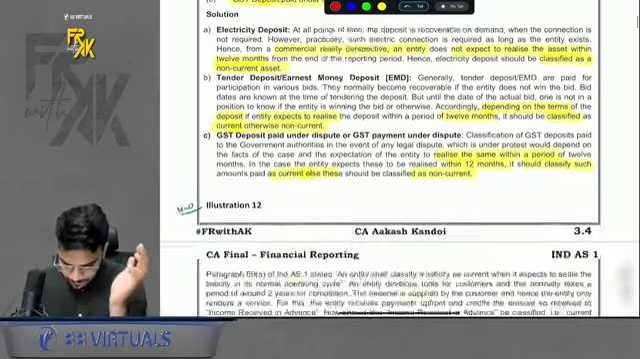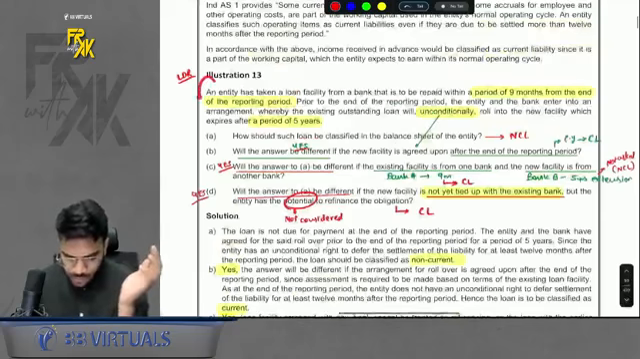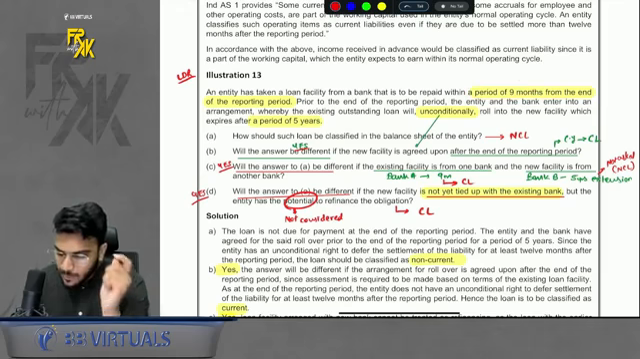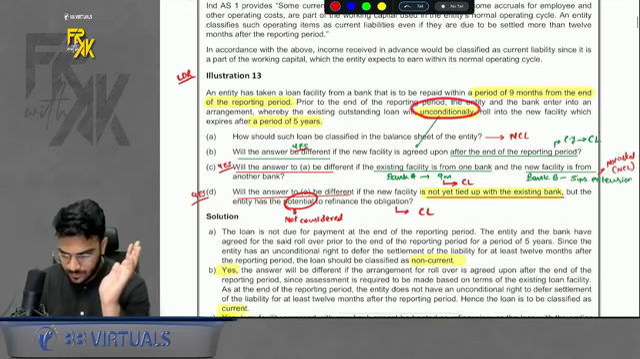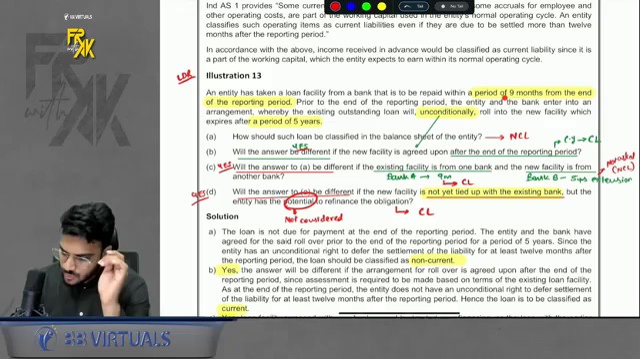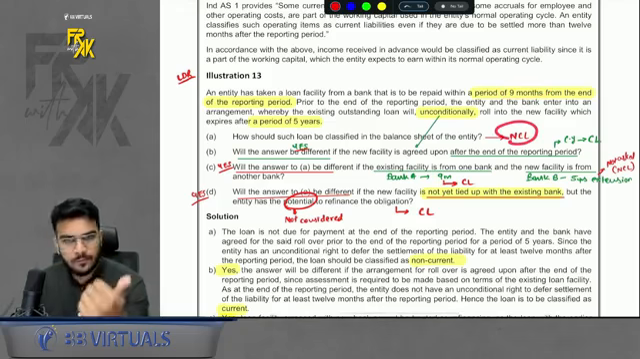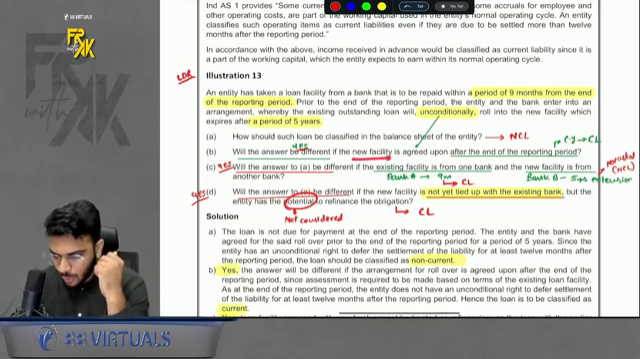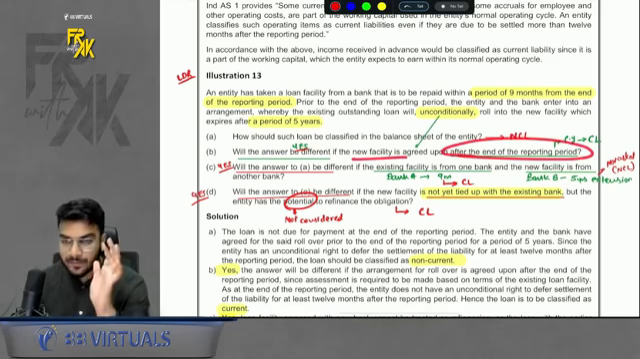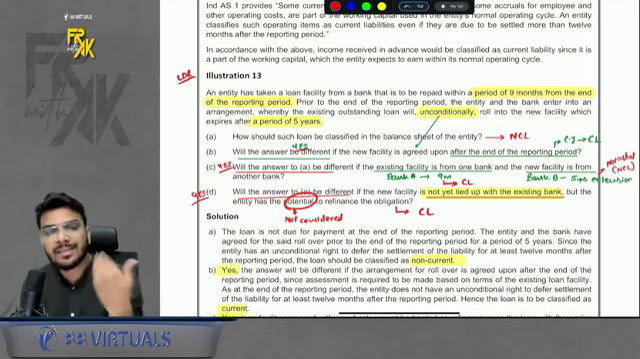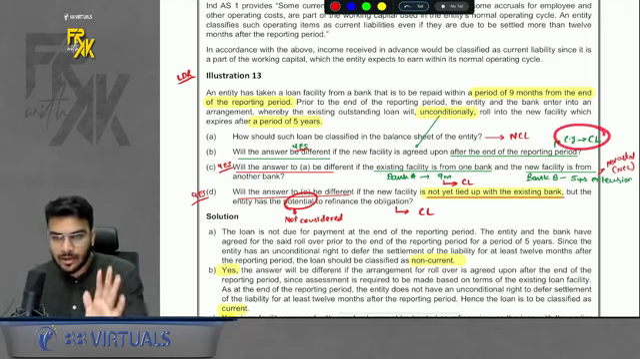Give a diplomatic answer. Then illustration number 13, a good question. You have an existing loan of 9 months, but you got a rollover facility of 5 years. That means you got an unconditional right to defer the payment for 5 years. So how will the loan be classified? Non-current. But will the answer be different if the new facility is after the reporting period? That means if this rollover is given to you in the next year, then in the current year the loan will be current only.